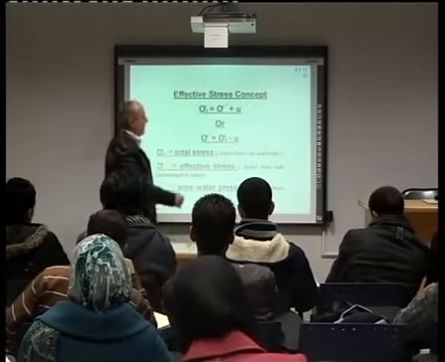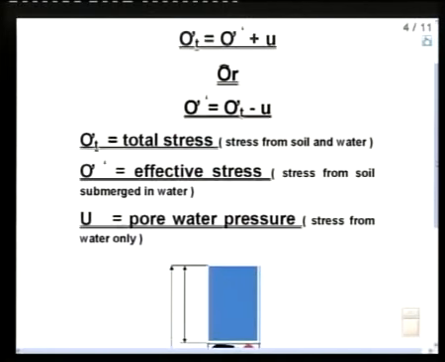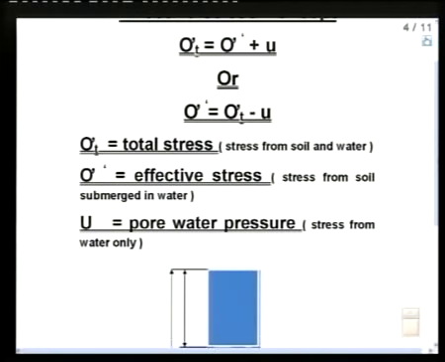It means that the effective stress concept says sigma total, whether I write it with sub T or without, equals sigma prime, which is held by soil, plus u, which is held by water. Or I can write it as sigma prime equals sigma total minus u. So this is important: sigma prime equals sigma minus u.